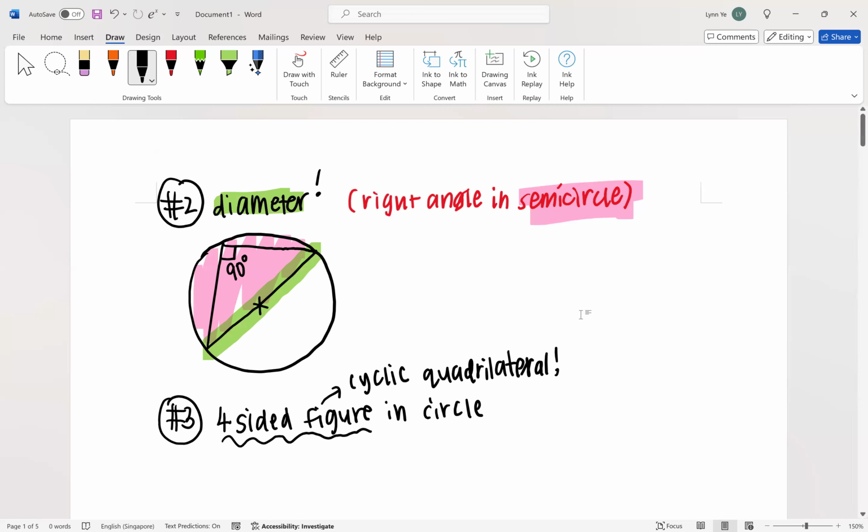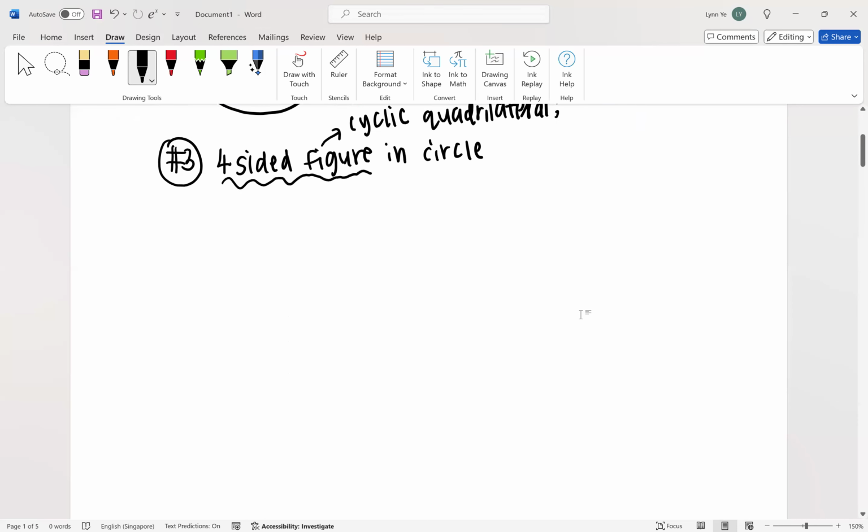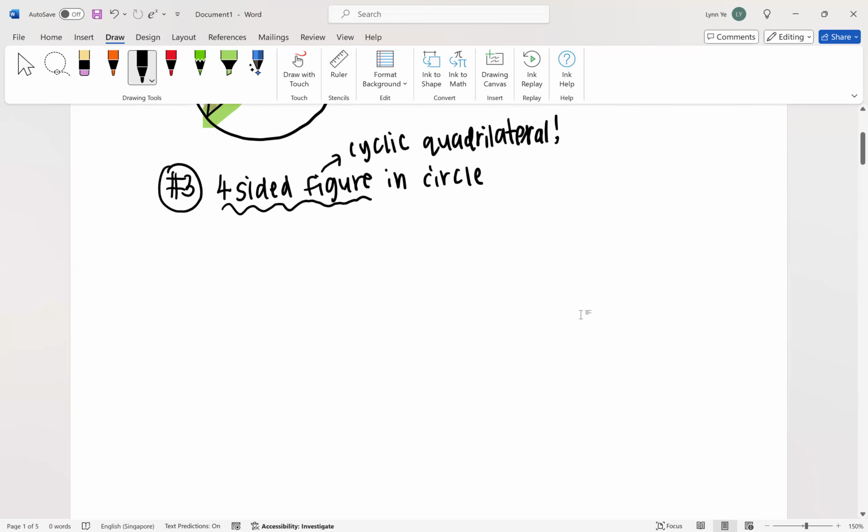Okay, guys, hands down. Right now, number 3, we are going to move on to this thing called the four-sided figure in a circle. So you need to take note that the number 3 I'm going to look for is a what? A what? Guys, come on, respond.